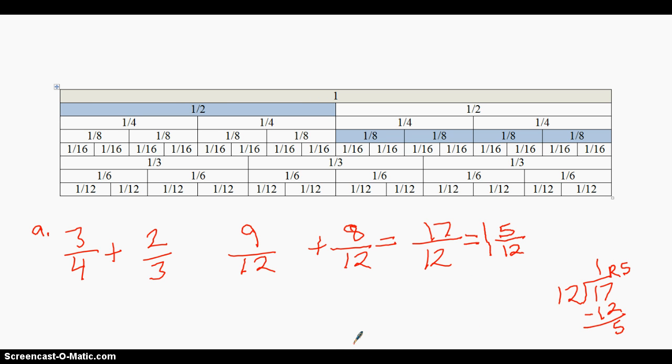So if we were looking at a recipe and another recipe that both called for raisins, and one of those recipes called for 3/4 cups of raisins and one called for 2/3 cup of raisins, then we could come up with equivalent fractions with least common denominators and eventually arrive at a mixed number of 1 5/12 cups total of raisins.